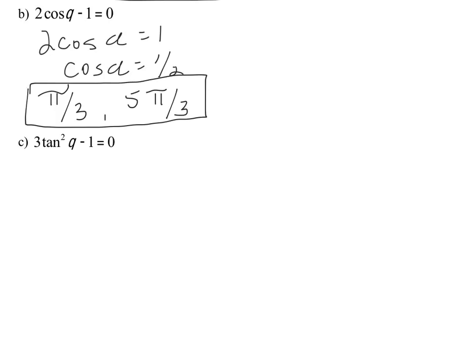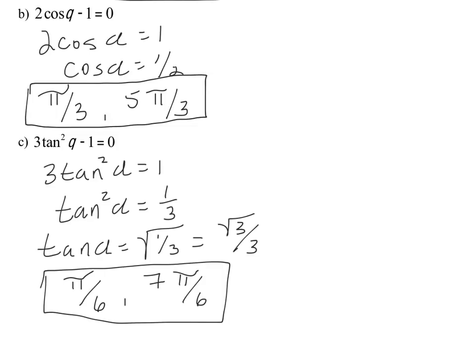The last problem: 3 tangent squared alpha minus 1 equals 0. We're going to go ahead and solve this one. We have 3 tangent squared alpha equals 1, since we added 1 to both sides. Then we divided by 3, so we've got tangent squared alpha equals 1/3. Then we have to take the square root of both sides. So we get tangent alpha equals the square root of 1/3.